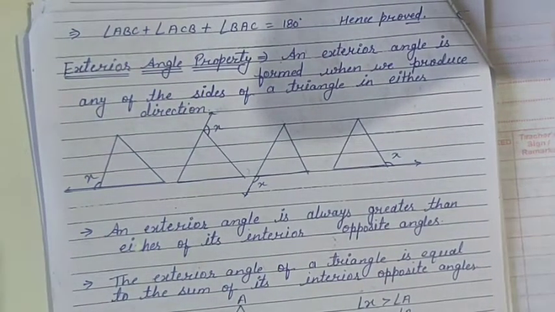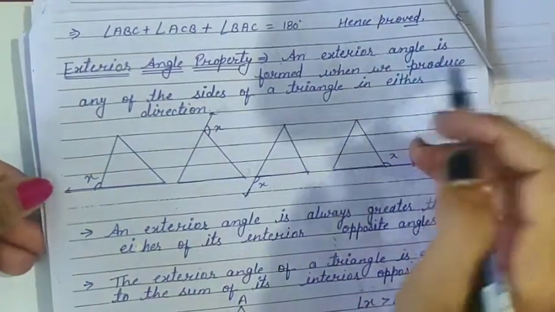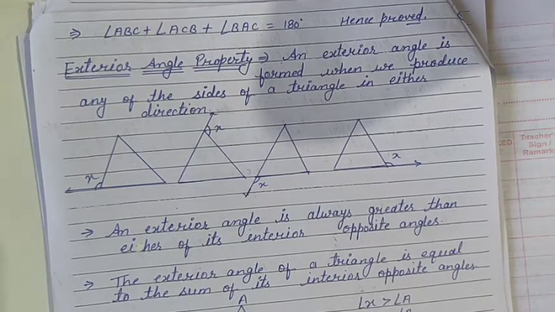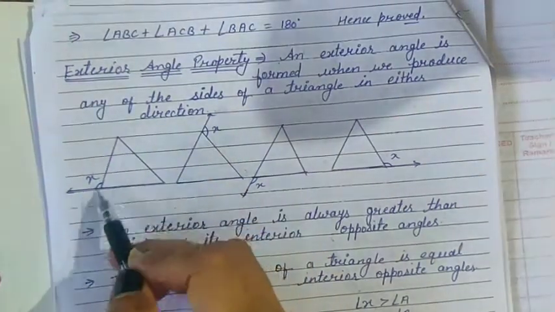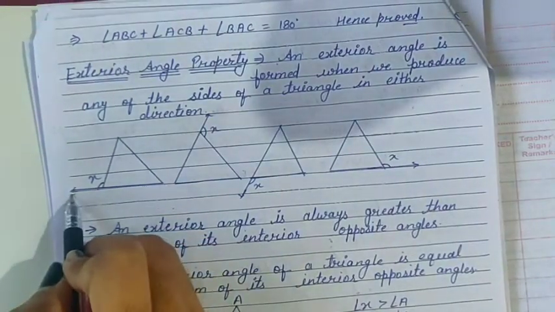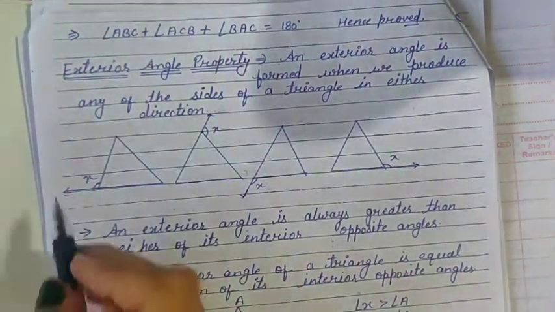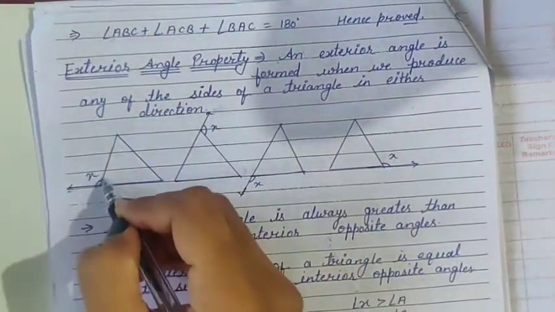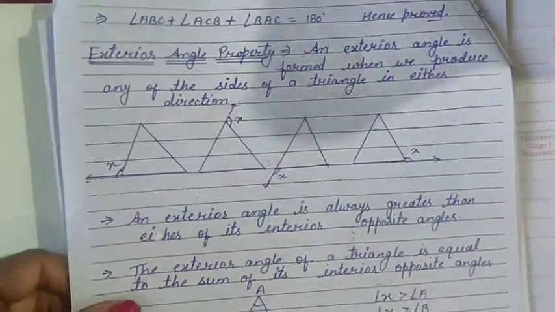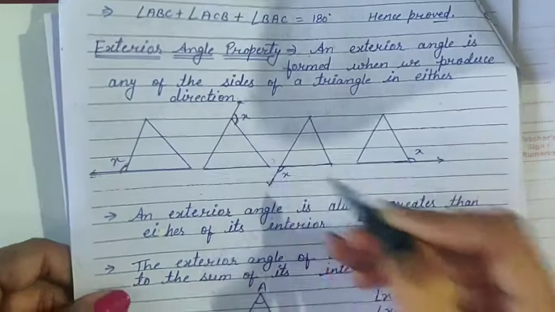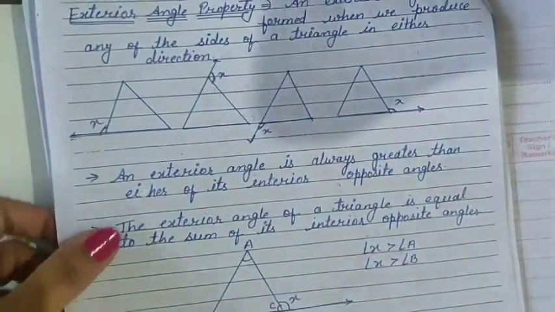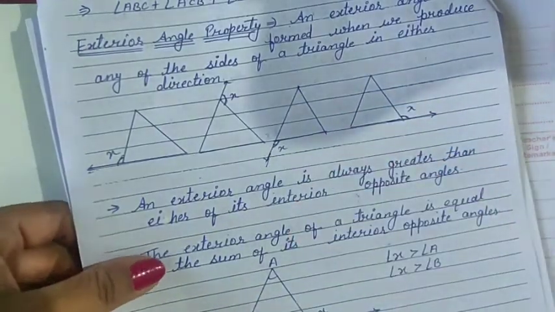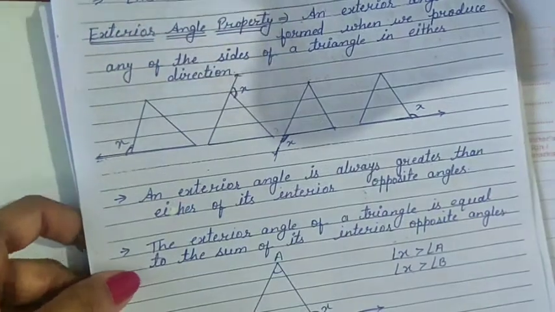Now exterior angle property. Students, an exterior angle is formed when we produce any of the sides of a triangle in either direction. Okay, this is a triangle, and when we produce this side of this triangle in this direction, then it is an exterior angle. And this is also an exterior angle, this is an exterior angle, and this is an exterior angle. In this triangle we produce this side in this direction, so this angle is an exterior angle.